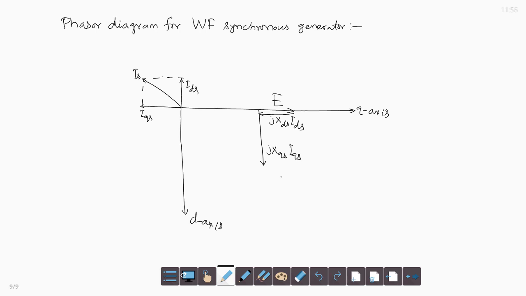So, we have the EMF, the stator voltage V, and V has two components, VDS along the D axis and VQS along the Q axis. Angle, and we will include the flux linkage diagrams.